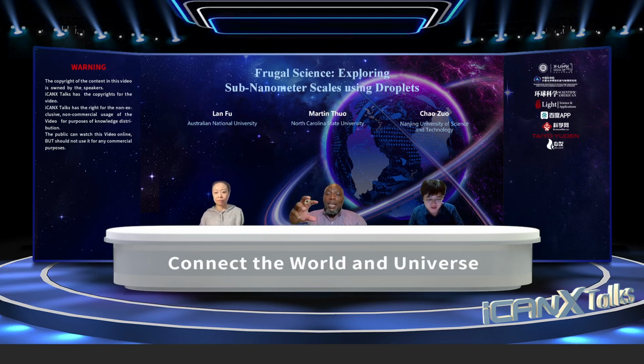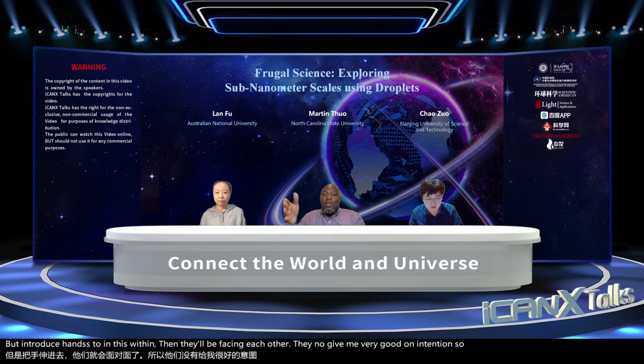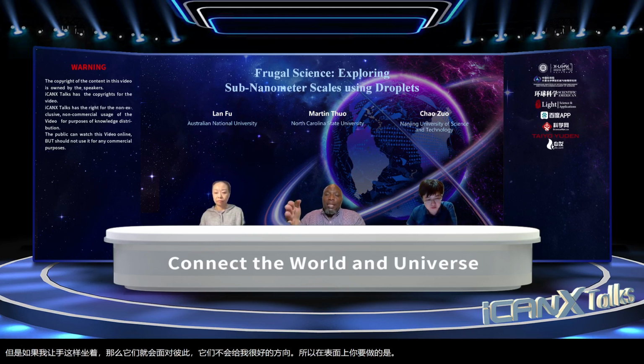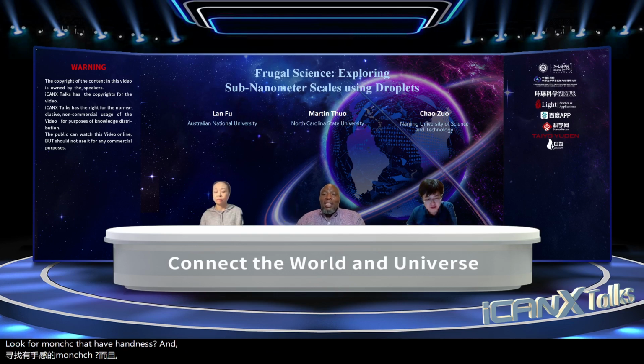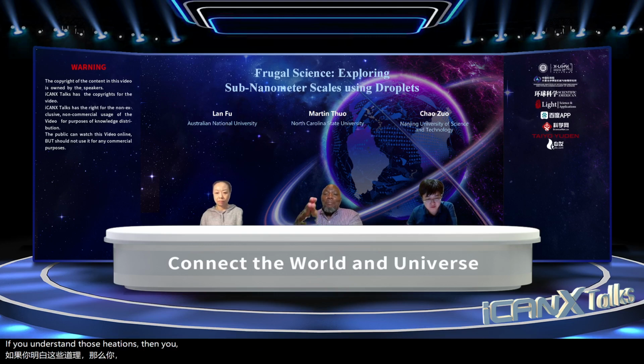But if you change that group and you put something that prefers to sit in a certain orientation, of course, it's like our hands, right? If I put a bunch of hands oriented this way, they can park next to each other very well. But if I introduce hands that are sitting this way, then they'll be facing each other. They're not going to give me very good orientation. So what you want to do on the surface is look for molecules that have chirality, and then you assemble those. And if you understand how they're going to park next to each other, if you understand those interactions, then you can create a bigger cluster that collectively can really twist your light and give you completely different behavior.